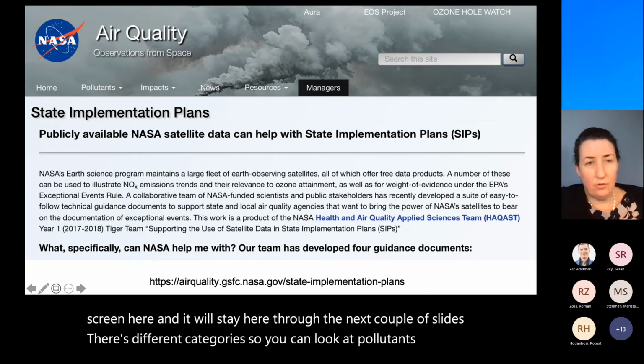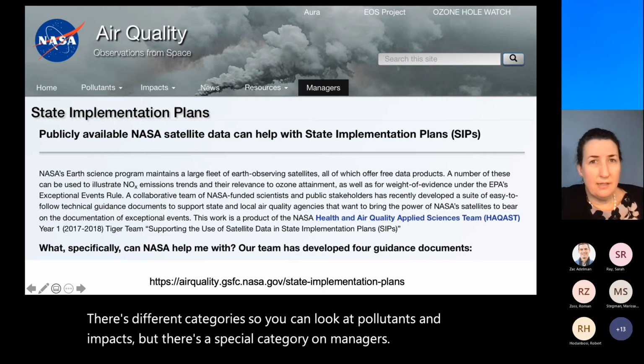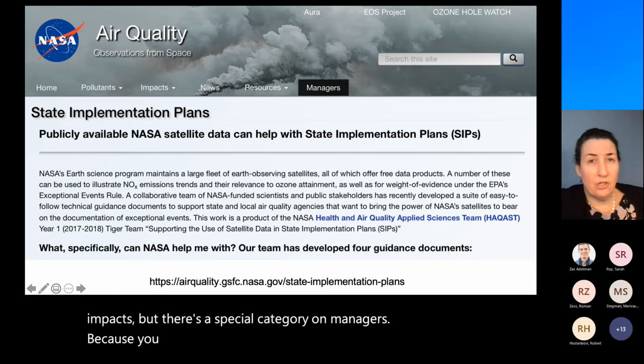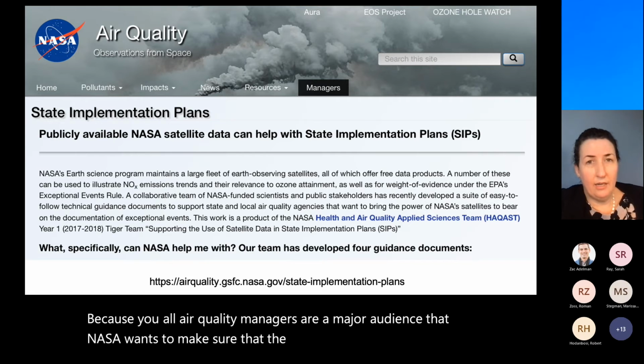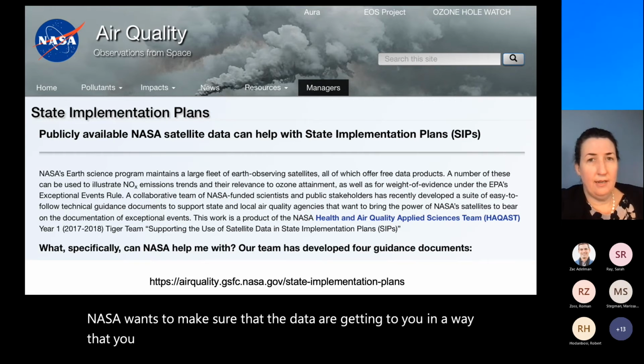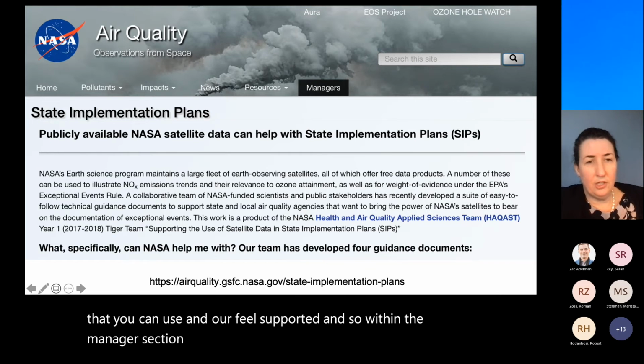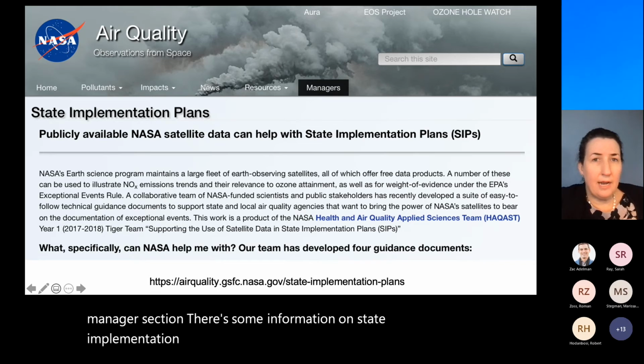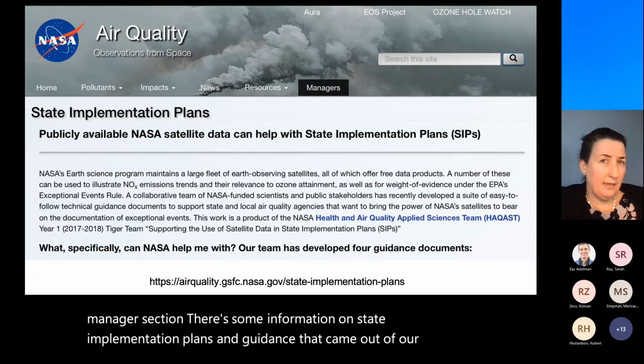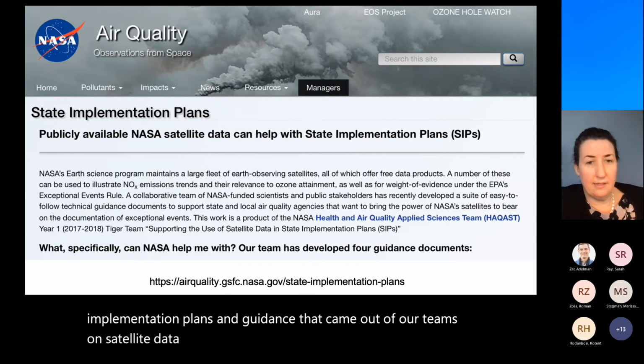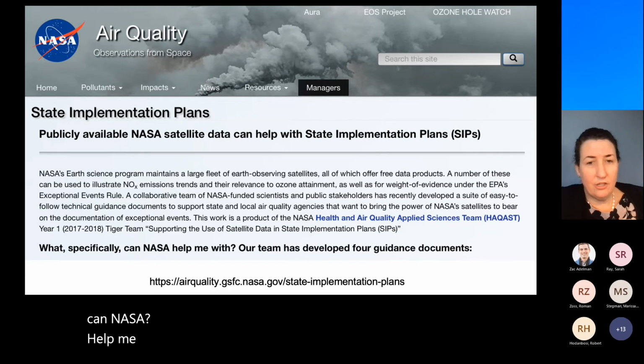But there's a special category on managers, because you all, air quality managers, are a major audience that NASA wants to make sure the data are getting to in a way that you can use and feel supported. Within the manager section, there's some information on state implementation plans and guidance that came out of our teams on satellite data for SIP analysis. So what, you may wonder, can NASA help me with? Our team has developed 4 guidance documents, and I'll step through these.